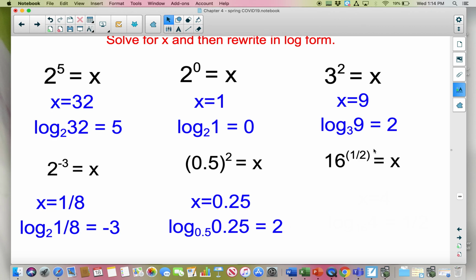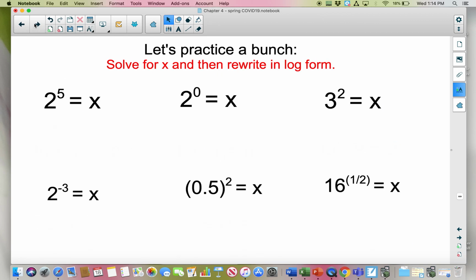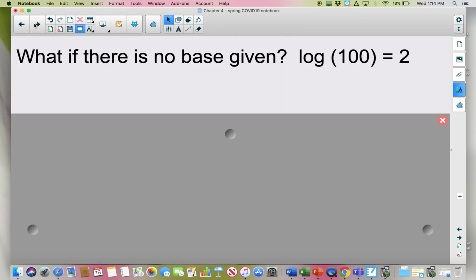And last one, 16 to the 1/2. Remember, a 1/2 power is a square root. So the square root of 16 is 4. So log base 16 of 4 equals 1/2. All right, now you have all the tools to go either form, exponential to logarithmic or logarithmic to exponential. Okay, we've practiced quite a few of them.